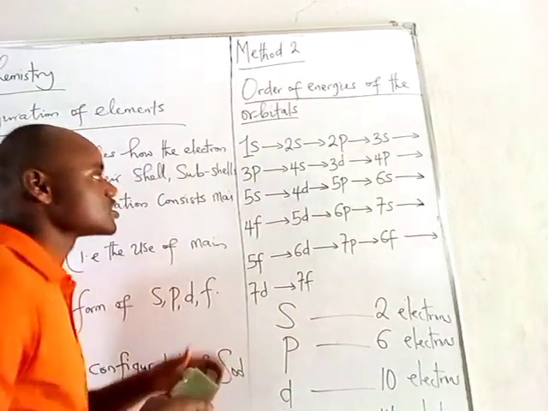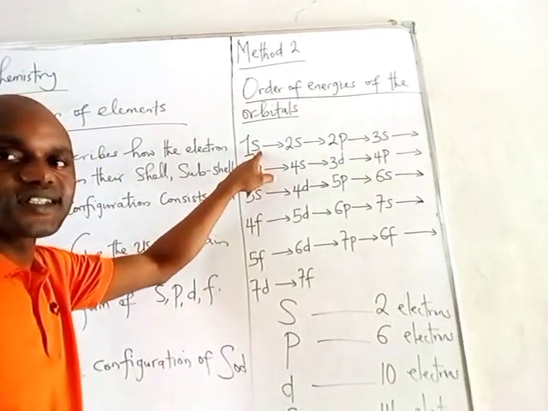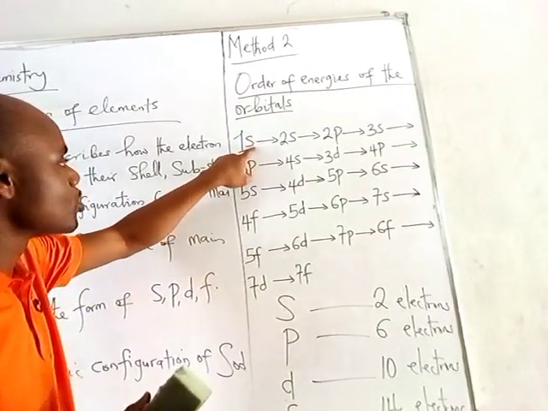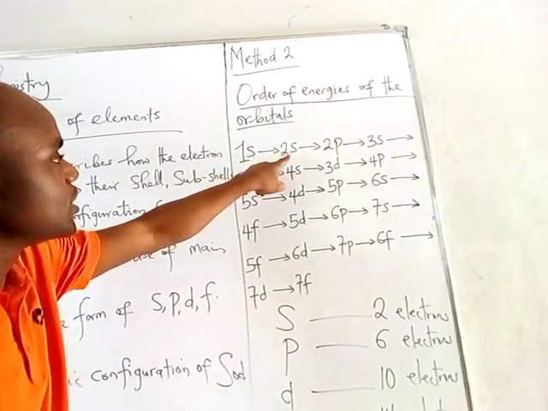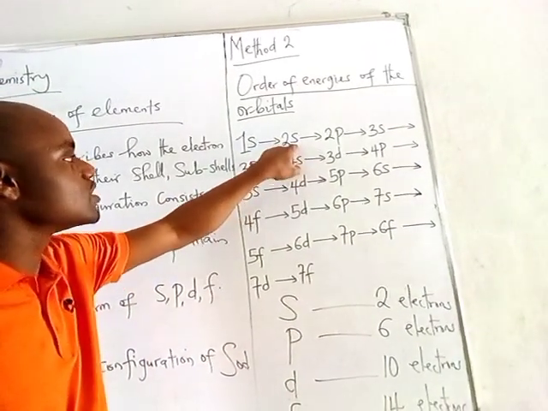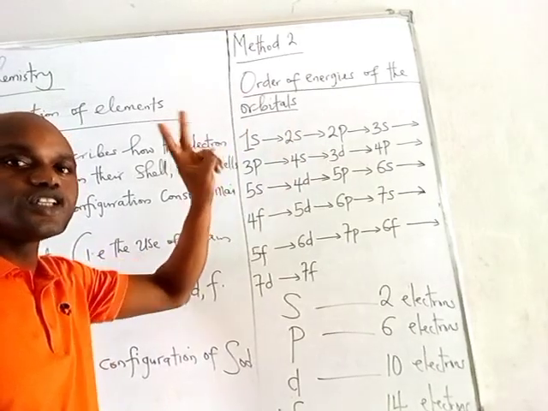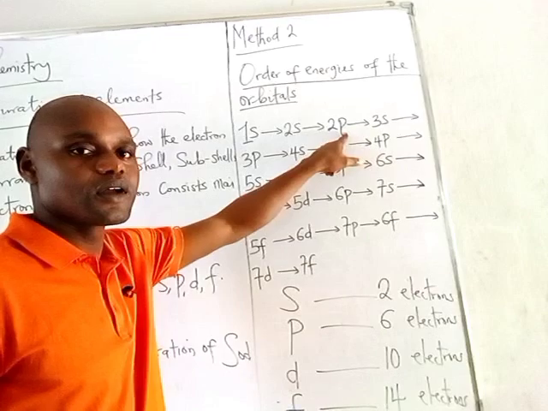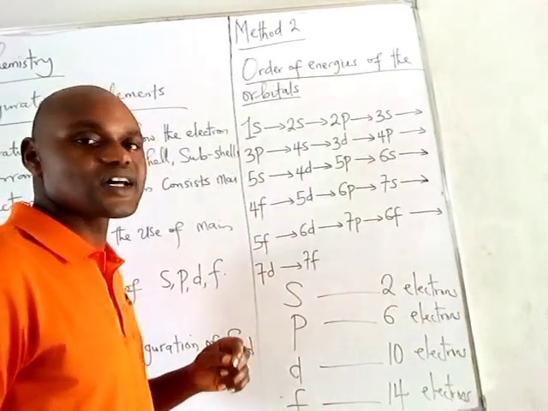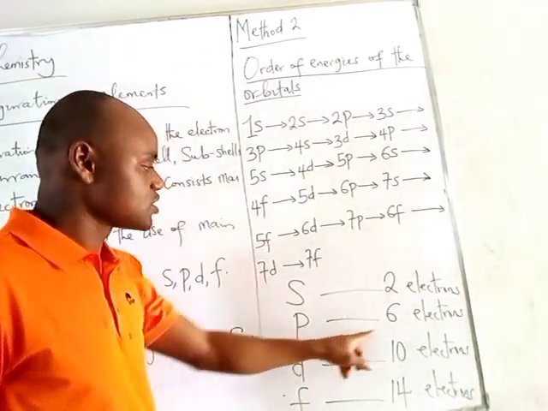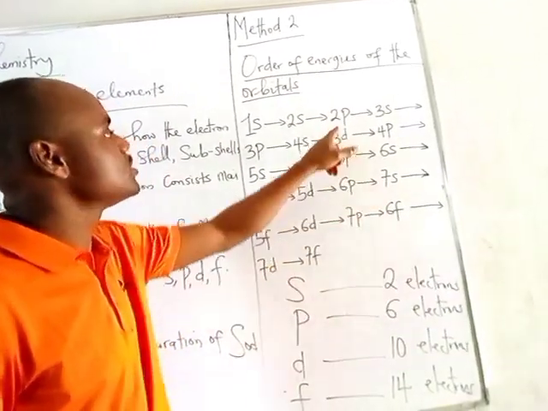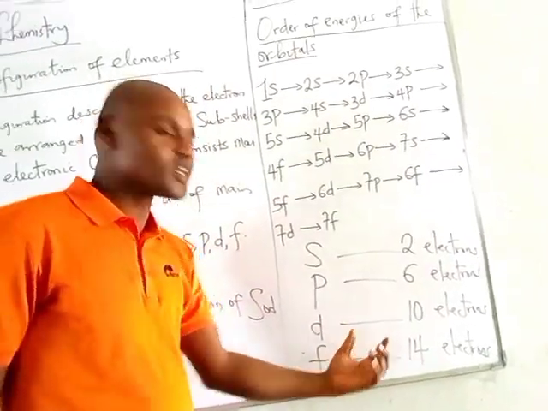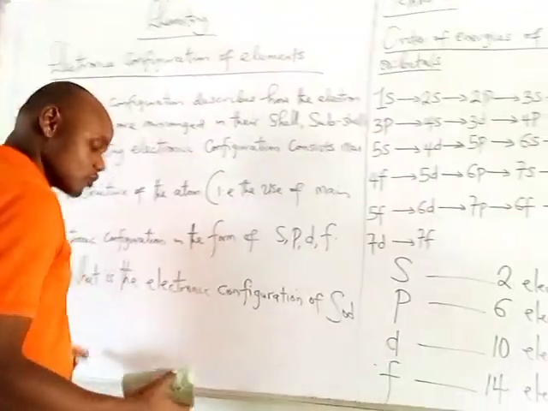Look at this case, you are seeing 1s. S is there. Provided S is there, the maximum number of electrons that can enter this orbital is 2. The next orbital is 2s. You are equally seeing S, which means the maximum is equally 2 electrons. Then when you move to the next orbital, you are seeing P, which is the principal, and we said the maximum number of electrons that can enter the P orbital is 6 electrons. So anywhere you see each of these alphabets, you remember this principle. Now let's see how we are going to use this to solve this problem.